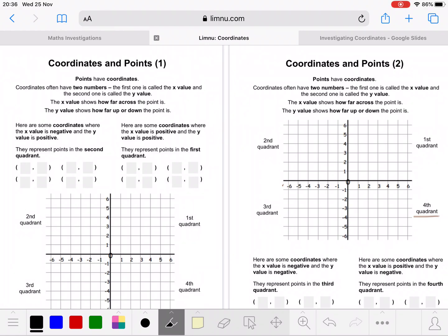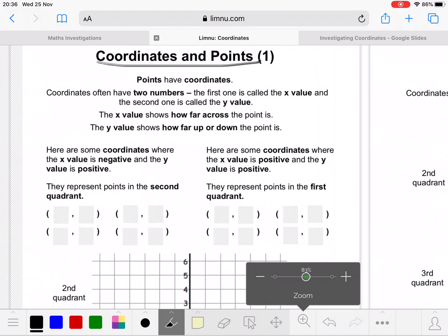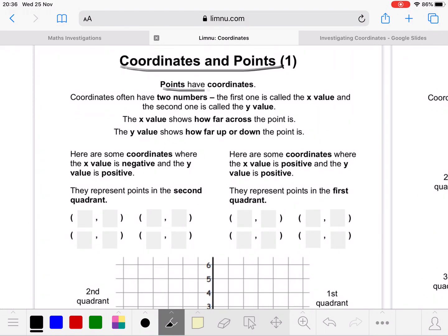This video is all about coordinates and points. Points have coordinates, and coordinates often have two numbers. The first one is called the x value, and the second one is called the y value. The x value shows how far across the point is. The y value shows how far up or down the point is.